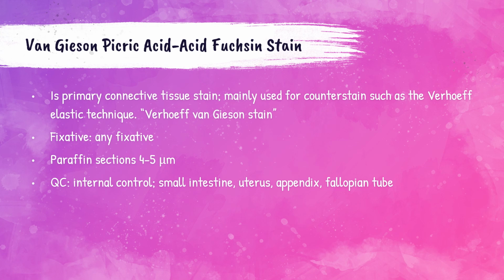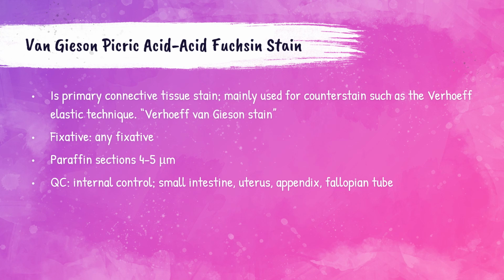When in acidic pH solution, collagen fibers are stained by acid fuchsin. Picric acid in this stain ensures that there is an acidic pH. If the picric acid is not saturated, the collagen fibers will stain a pale pink to pale orange, and collagen, cytoplasm, and muscle stain all the same color.